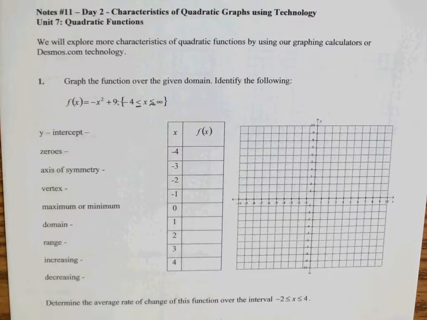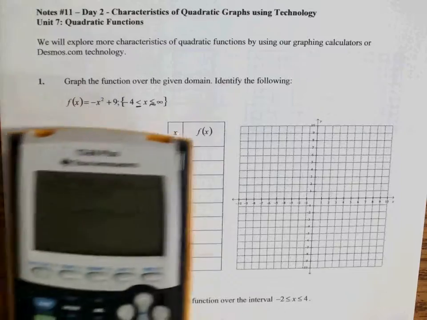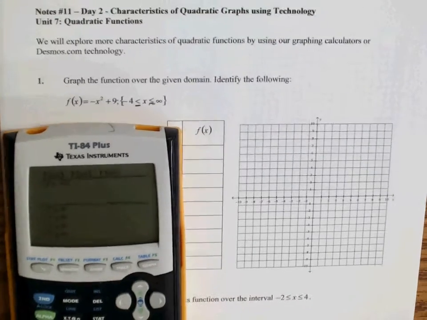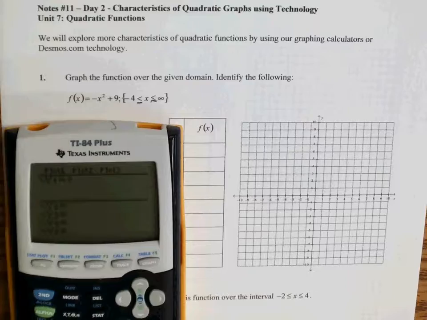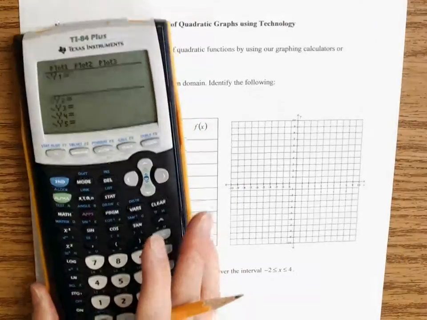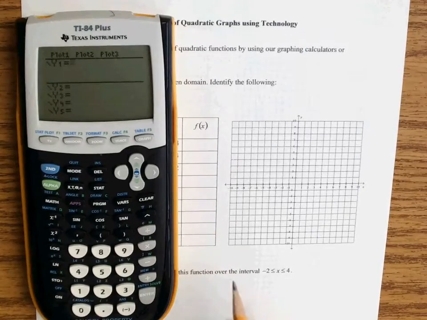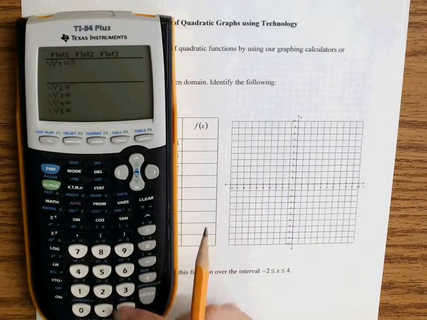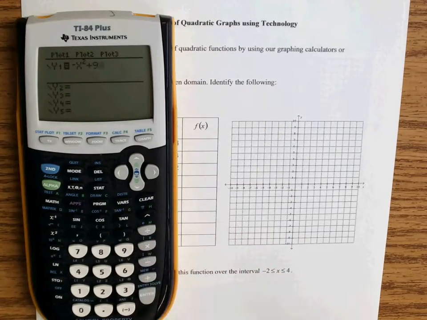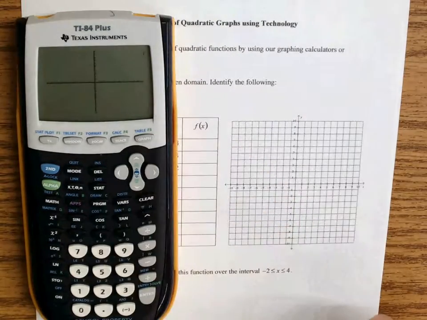The first thing that we're going to do is go ahead and put this into your graphing calculator. So you start by going to y equals. If you have something in there, you're going to hit clear. And then let me actually zoom out a little bit, that way we can get more of the graphing calculator. Negative x squared plus 9, okay? And then you're going to go to graph.